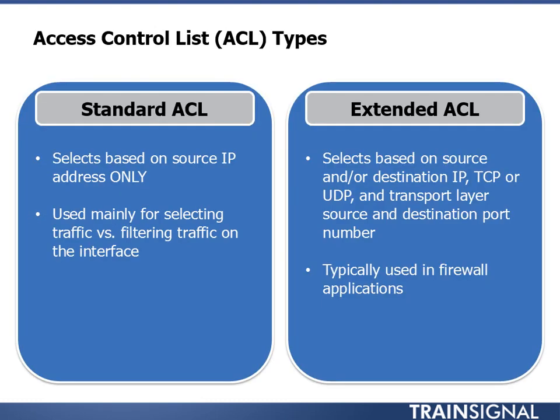Now, generally speaking, we have two types of access control lists. This is actually very specific to Cisco equipment. However, the same general concept applies to other equipment as well. First, we have a standard access control list. We don't use standard access control lists very often because they are only able to select traffic based on the source IP address only. So we can only examine the source IP address of a packet in order to determine whether to filter it or not.